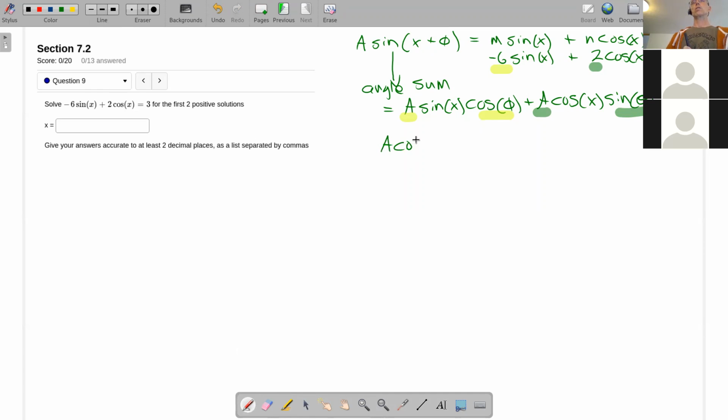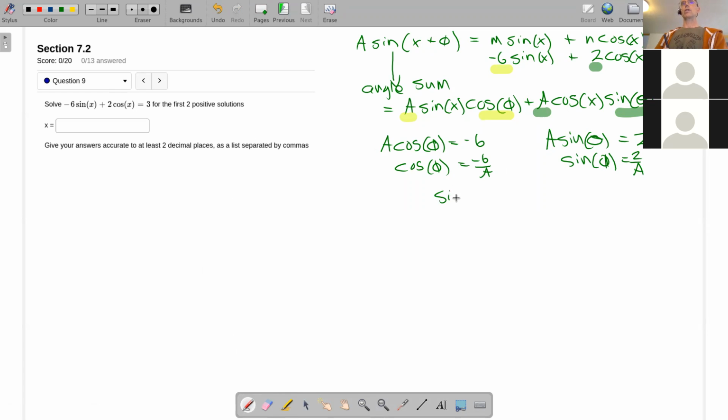So a cosine of phi has to equal -6. And then a sine of phi has to equal 2. And the next step is we apply the Pythagorean theorem to this here. So we moved the a over to the other side before. Cosine of phi equals -6 over a. Sine of phi equals 2 over a.